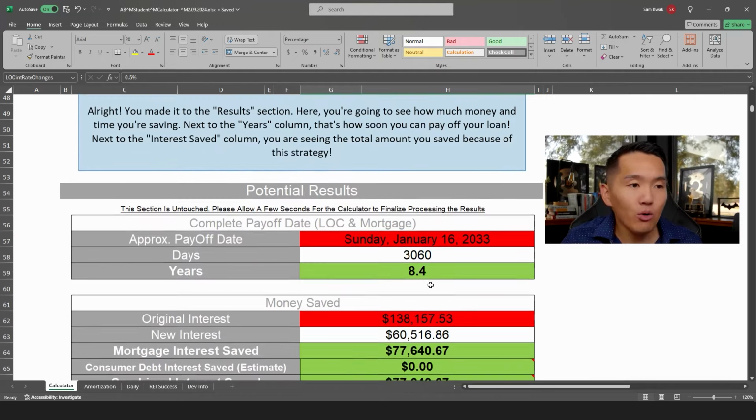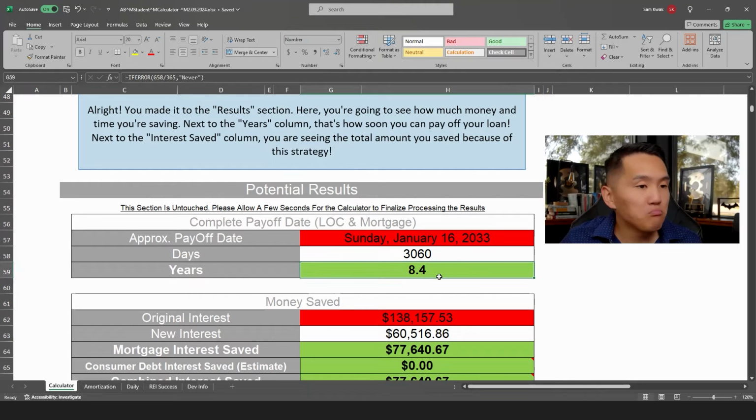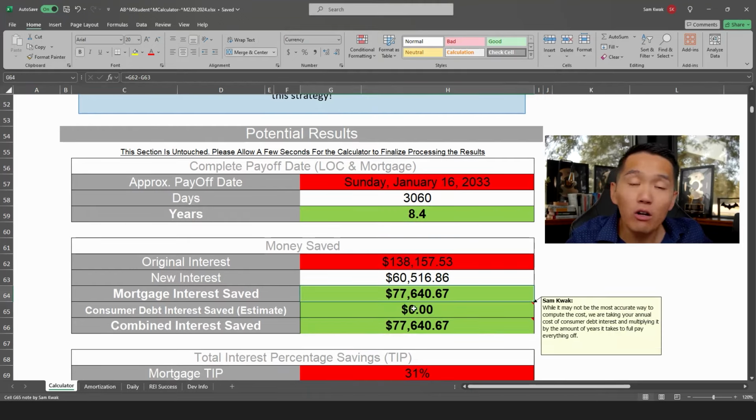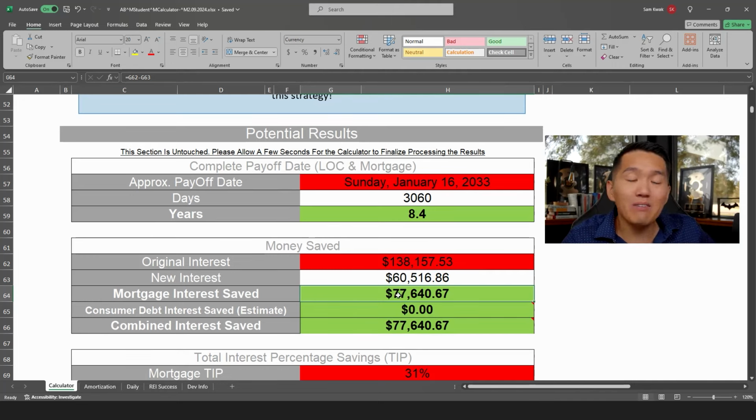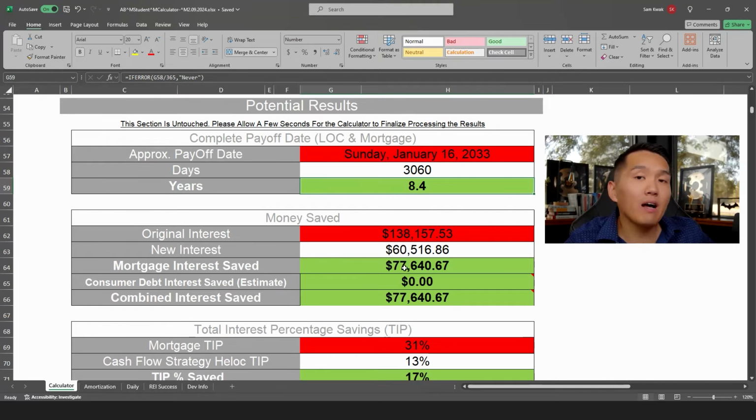Okay, we're still at about 8.4 years. Pretty darn good. But you notice that we are losing some interest savings, by about $3,000 to $4,000. But we're still saving $77,000 of interest and shaving off a lot of time in paying this mortgage off. Still pretty darn good. Better than waiting until 2044 in this illustration. We're still saving a lot of money.